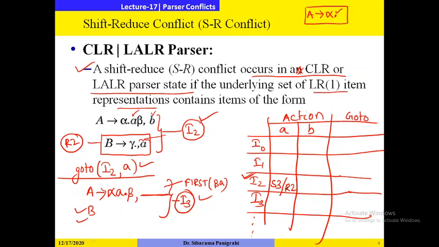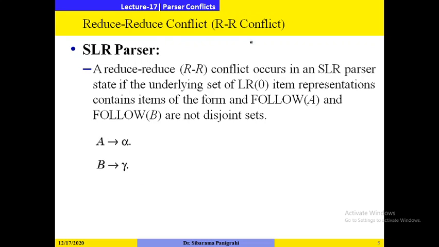Is that clear? So now you see here arises a shift operation and a reduce operation for the same entry. So here you will get a shift reduce conflict. So this is the condition where you will get a shift reduce conflict in CLR or LALR parser. So I hope all of you have understood this one. Next let me go through the reduce conflicts.